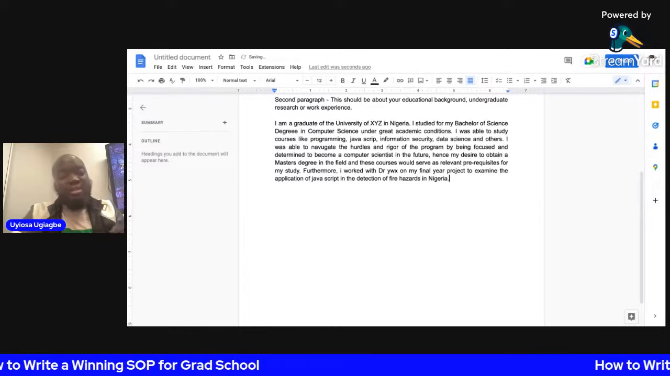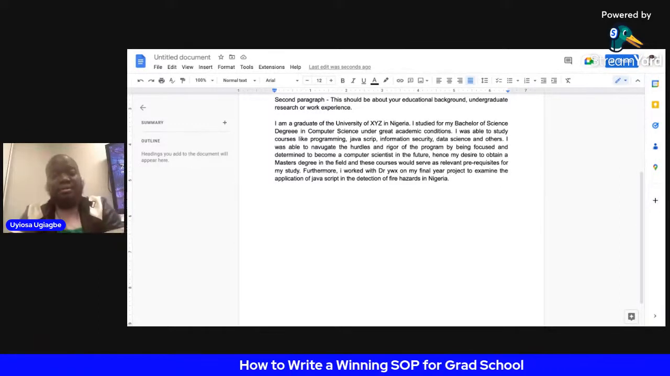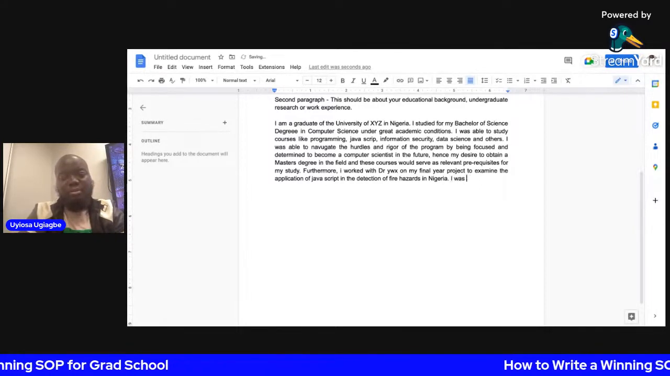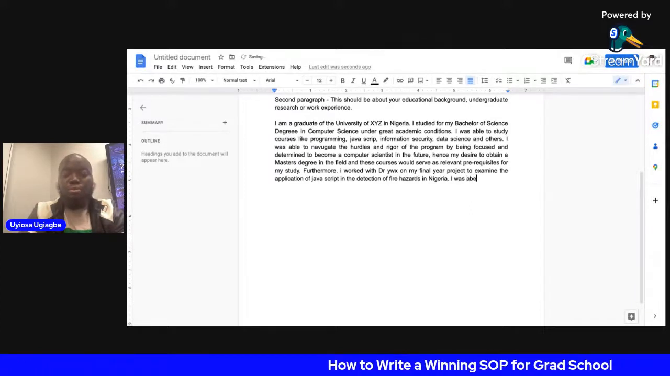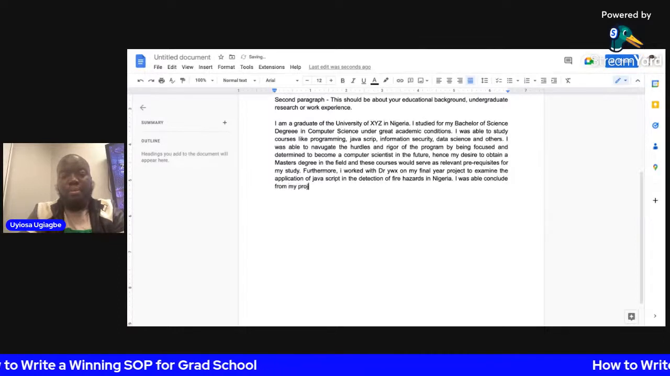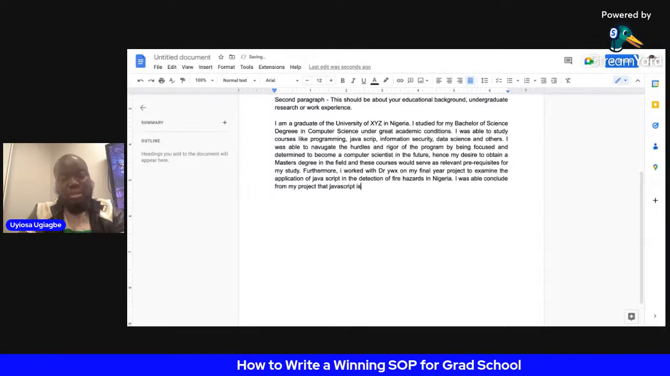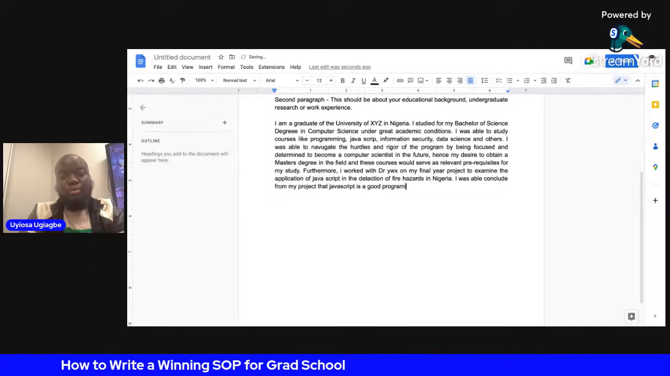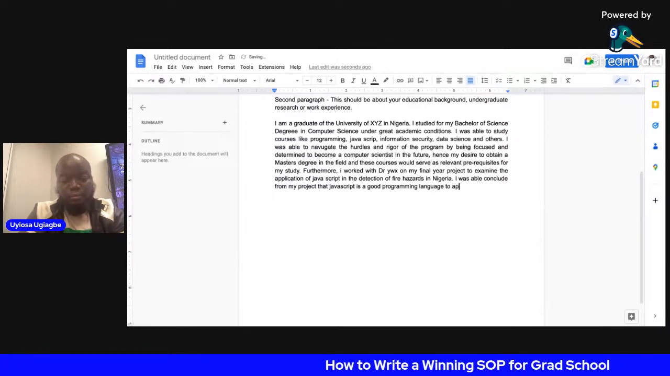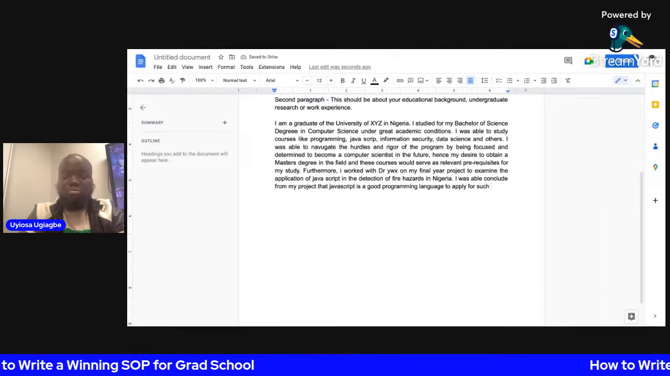Yeah. This is just an example, please. It doesn't have to be close to you, but just to give you a template, right? So this is the research I literally did, right? So that's it, okay? I was able to conclude from my projects that JavaScript is a good programming language to apply for such ideas, right?